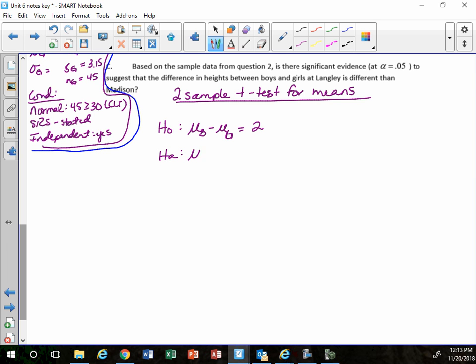And then the alternative, mu of boy minus mu of girl, do you think it's going to be less than, greater than, or not equal to? Not equal to. Why? It just says different, right? Different means not equal to 2.